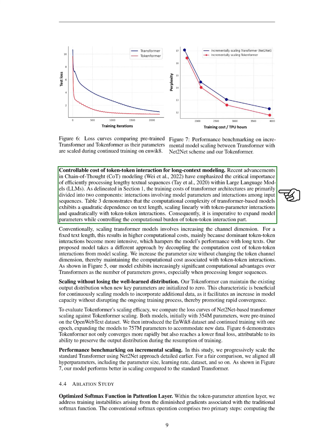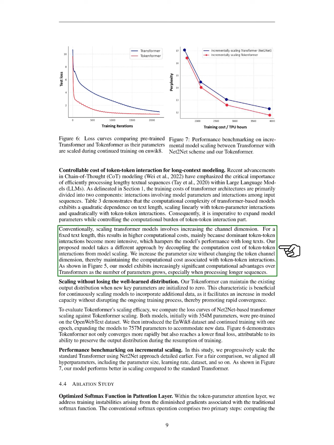Regarding long context modeling, we emphasize the importance of efficiently processing lengthy text sequences in large language models, LLMs. The training costs of transformer architectures are divided into interactions involving model parameters and those among input sequences. We note that the computational complexity of transformer models grows quadratically with text length, which necessitates expanding model parameters while managing the computational load of token interactions.